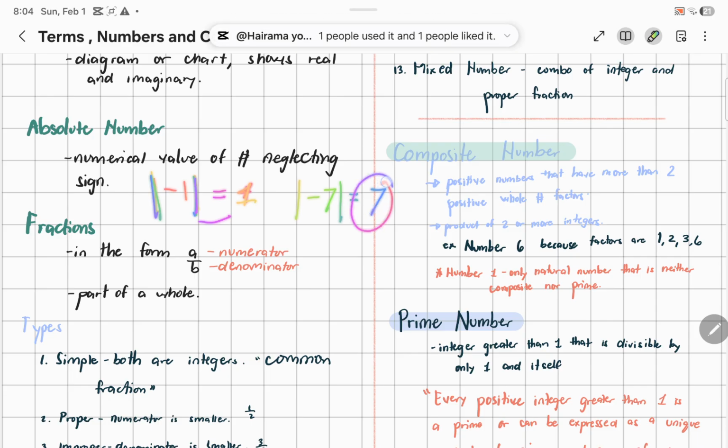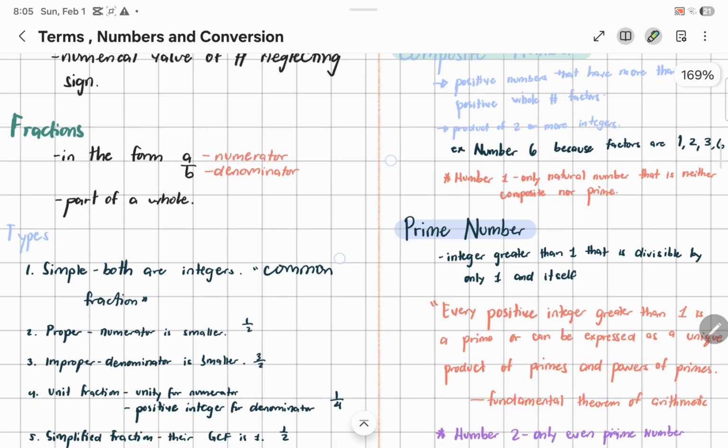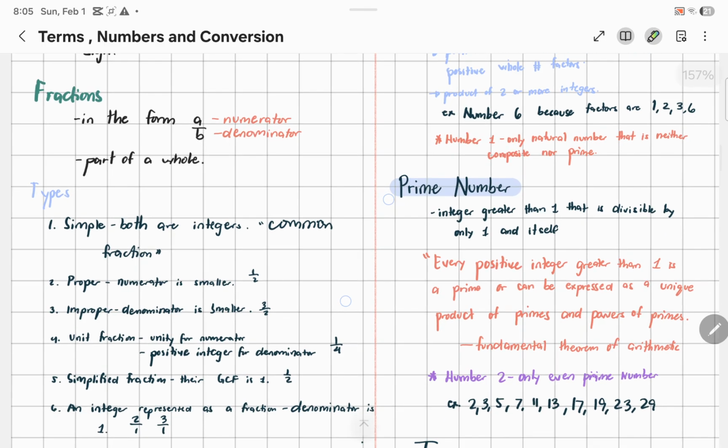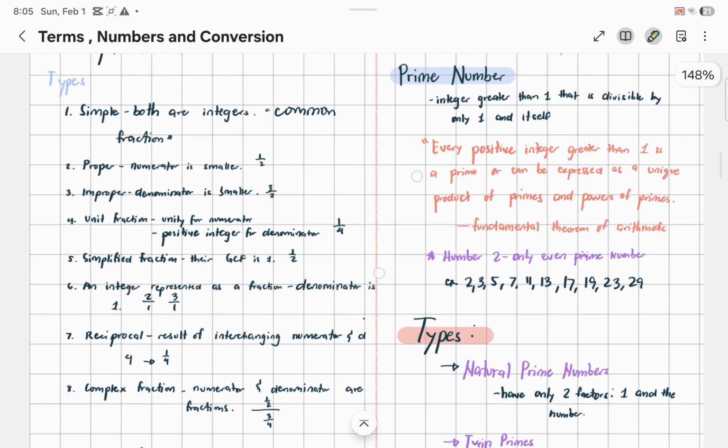We will disregard the sign, whether it's positive or negative. Just disregard. Now, when you say fractions, it is in the form a over b. A is the numerator and b is the denominator. It's defined as the part of a whole. So these are the types of a fraction.